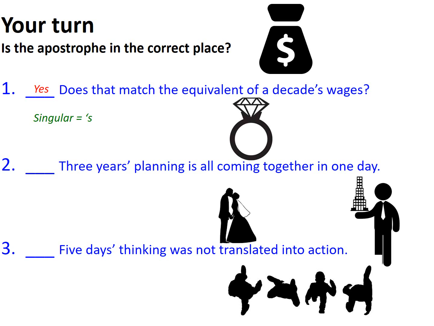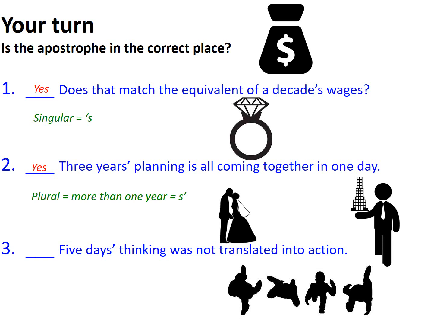3 years' planning is all coming together in one day. I'm talking about the plural of more than 1 year of planning, hence why I've added an S after year to make it years with an apostrophe after it. This is also correct.